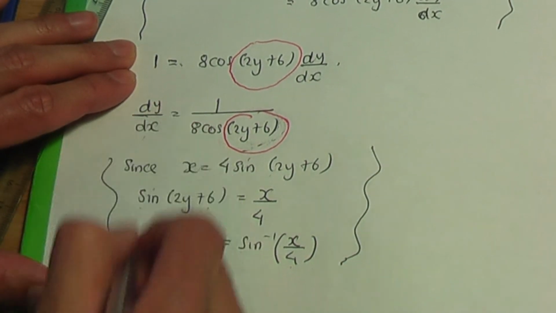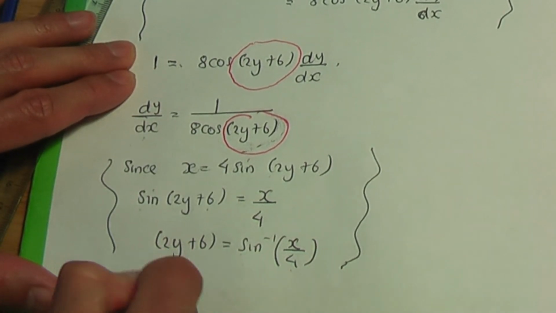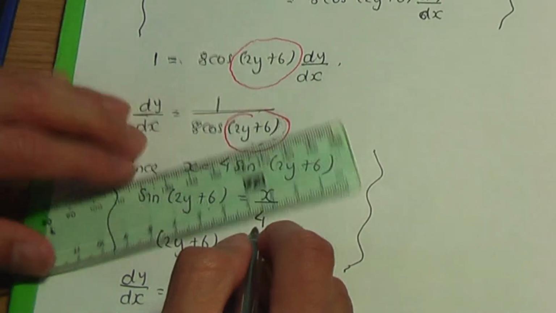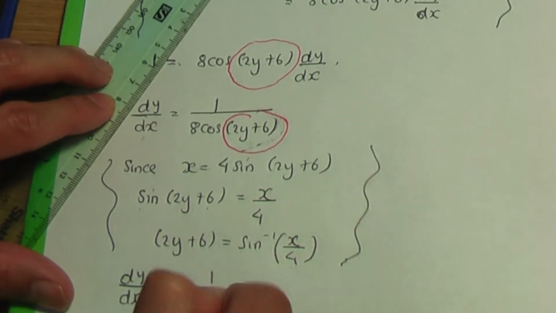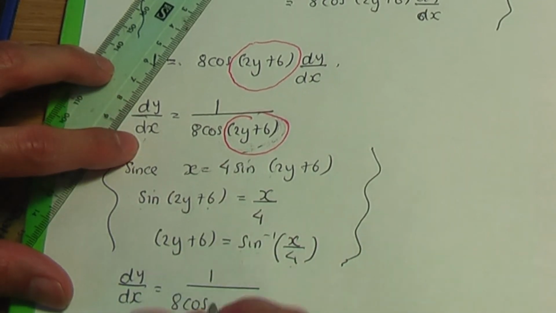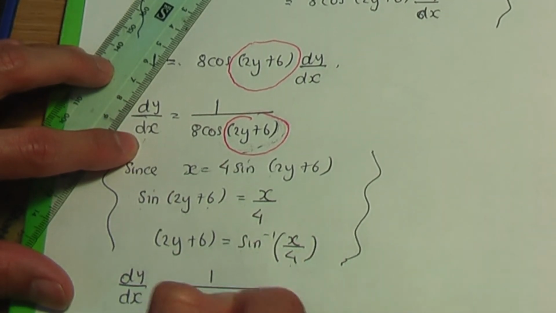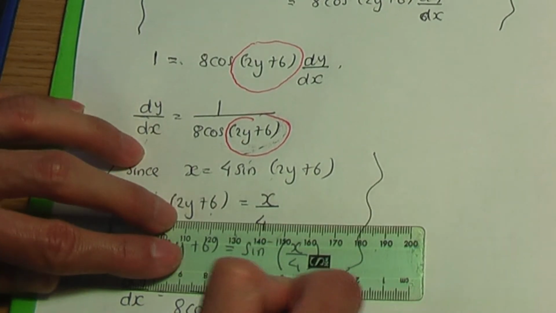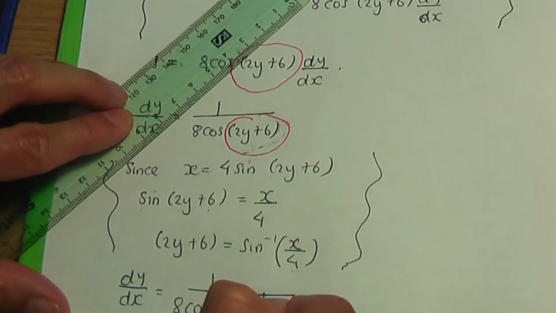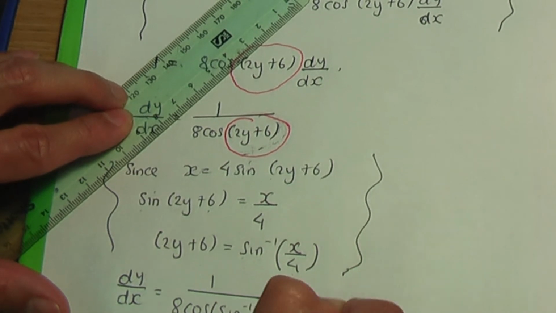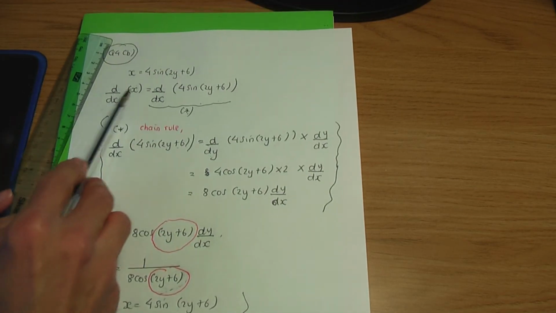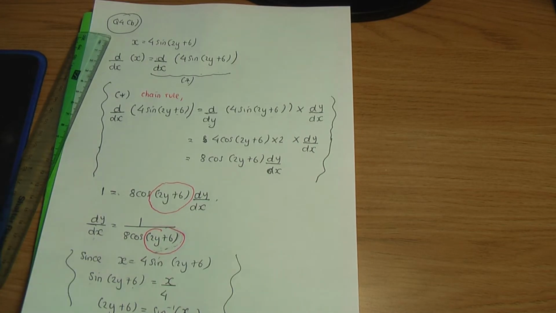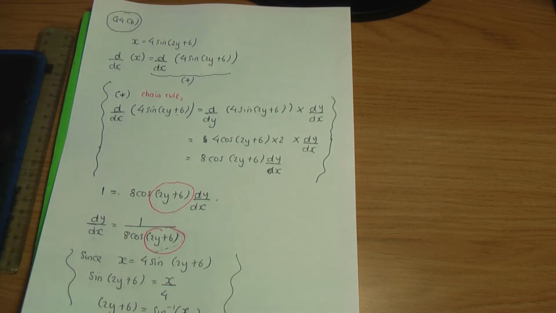So let's do that. So dy over dx will be 1 over, so 1 divided by 8 cos 2y plus 6, let's replace by the inverse sine of x over 4. So that should be the final answer for part B. So I hope this example was clear in terms of the method applied.